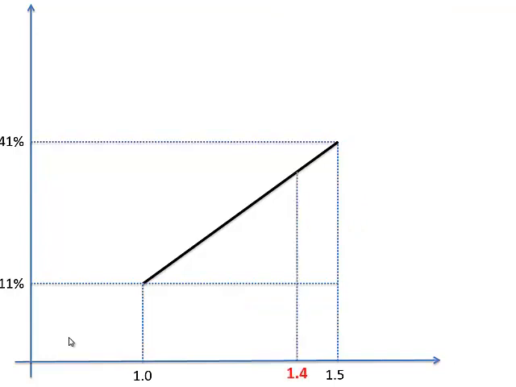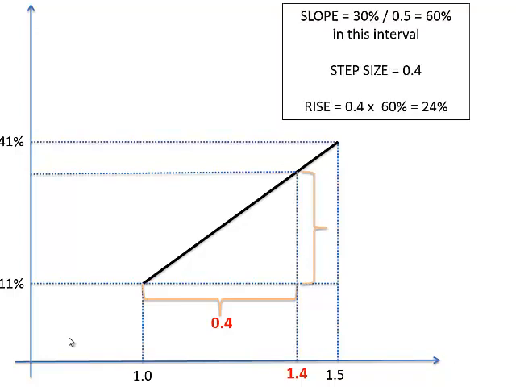If the price ratio is 1.4, that means I'm taking a step of 0.4 from 1.0. Well, if my slope is 60%, then in a step size of 0.4, my rise is going to be 24%. So if I'm starting at 11% here, then I will add 24% to it, and my final market share at 1.4 is going to be 35%.